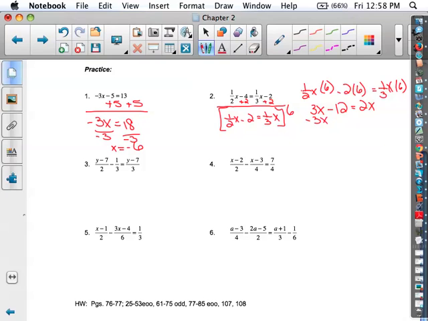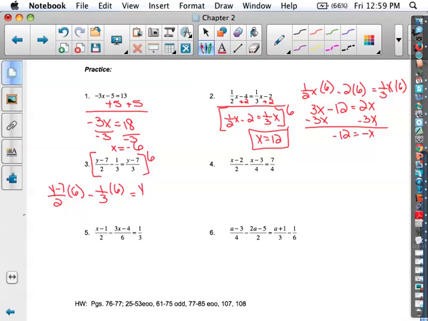I can subtract the 3x from both sides, and I have minus 12 is equal to minus x. So in this case, x is equal to 12. That's the answer for that one. Let's take a look at a few more of these. Number 3, my least common denominator is 6. When I multiply (y minus 7) over 2 by 6, minus 1/3 times 6 equals (y minus 7) over 3.